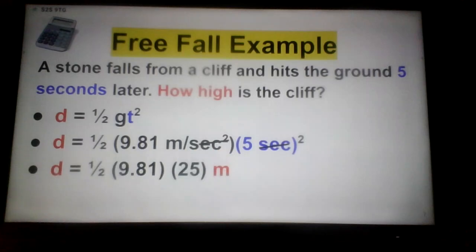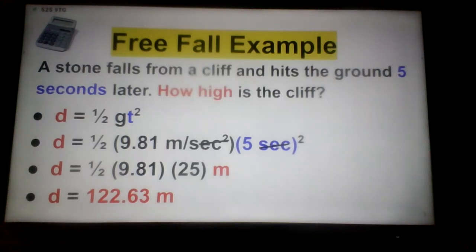Now, let's do the exact math. 5 squared is 25. 1/2 times 9.81 times 25 is 122.63, which is pretty close to the 125 that we estimated. I say estimate first before doing the actual calculations so we know whether or not we got the answer correct. It needed to be very close to 125, and it is. And since 9.81 is just a tiny bit under 10, then my answer needs to be a tiny bit under 125. So I can tell right here I did the work correctly.